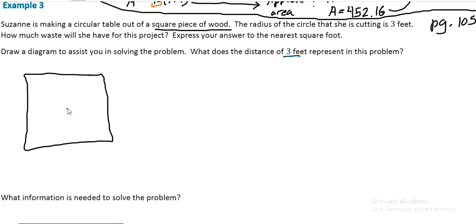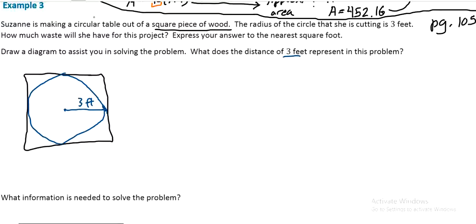So the circle that she's cutting, I'll do my best to put a circle inside this thing. There we go, not a perfect circle, but it kind of gives us a visual. I kind of redid my circle. It's still pretty ugly, but we know it's supposed to be a circle. Again, just a sketch. Now, the radius of the circle she is cutting is 3 feet. So the distance from the center of the circle to the edge needs to be 3 feet.